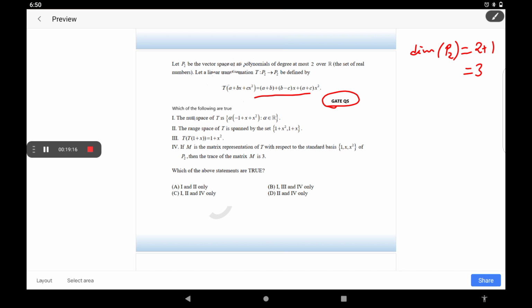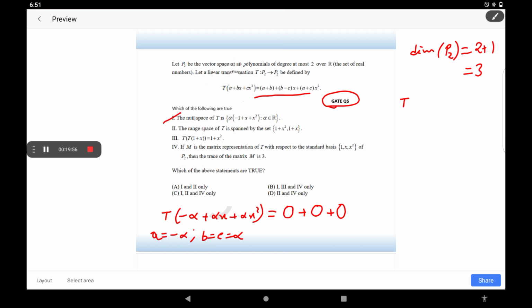The null space of T is this. Let's set T of minus alpha plus alpha x plus alpha x square. So here A equals minus alpha, B and C are alpha. This is equal to A plus B, 0; B minus C, 0; A plus C, 0. So the null space of T is this. Correct.